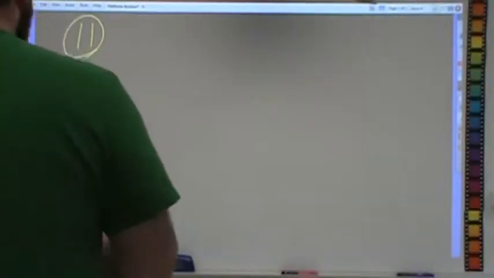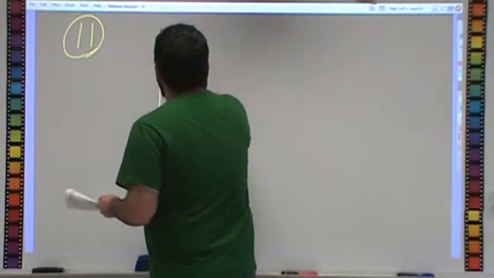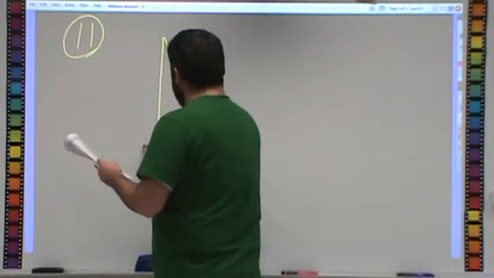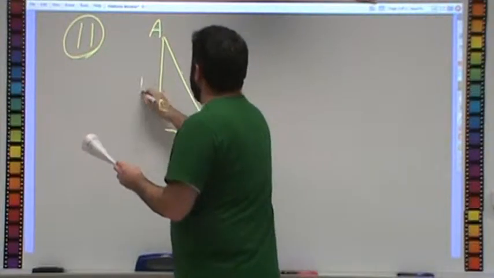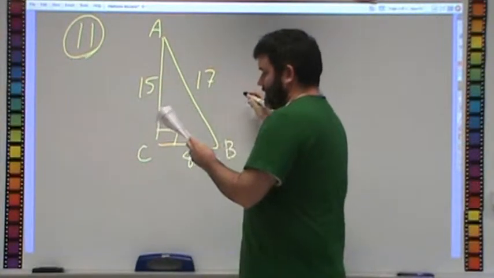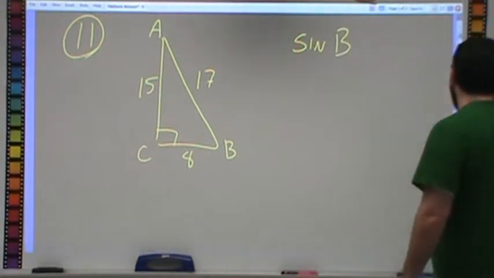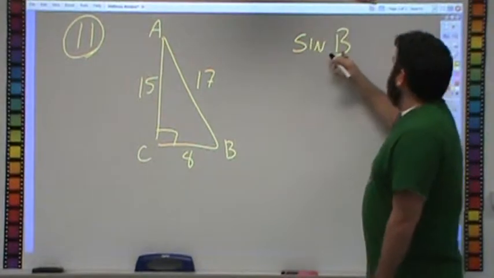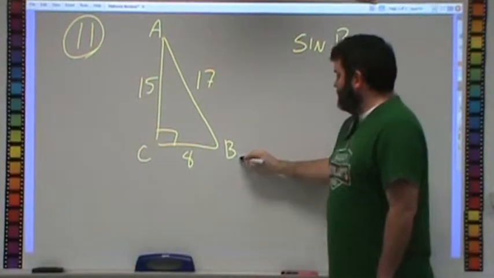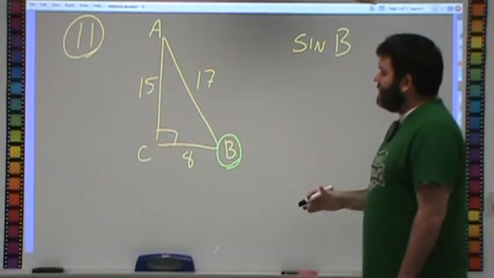All right, continuing on with number 11. Now we're into trig. So this one has a triangle, and it is asking me for the sine of b. Now remember, learn the concept, not the problem. I have to figure out what angle I'm referring to. In this case, it's b, because that will determine which side is the opposite and which side is the adjacent.